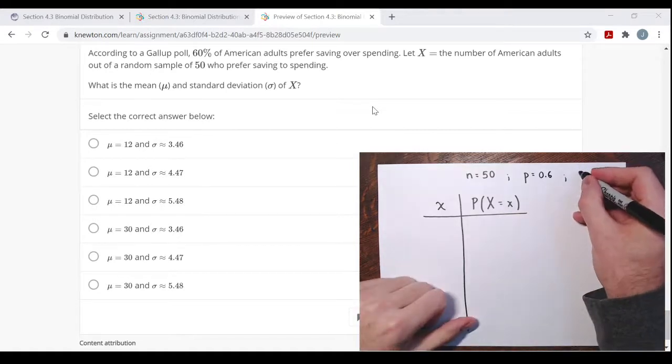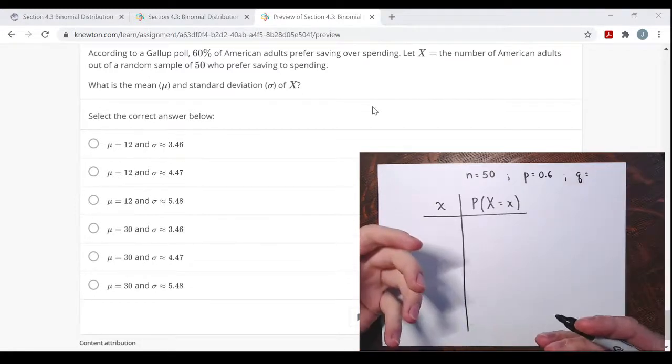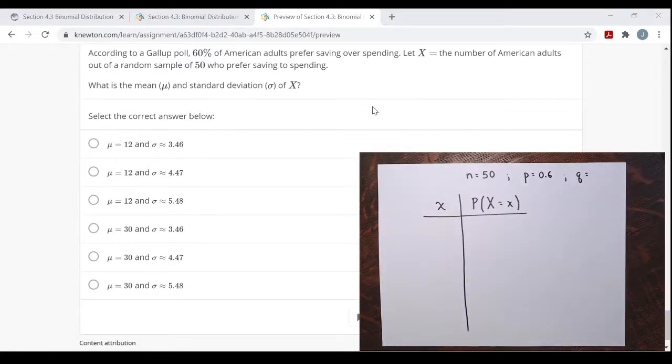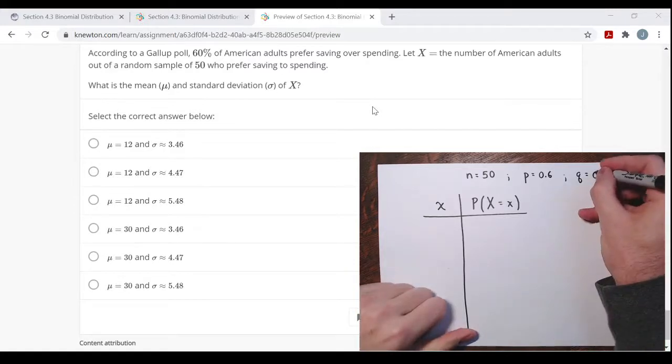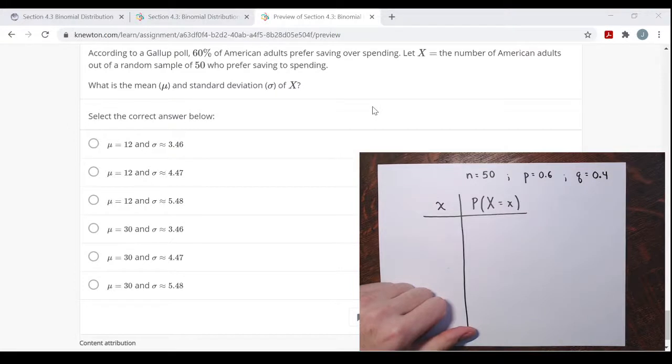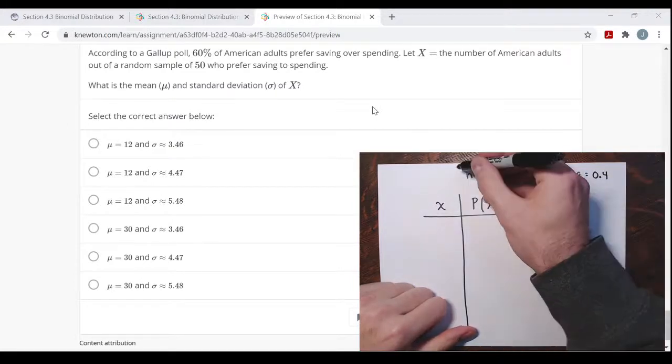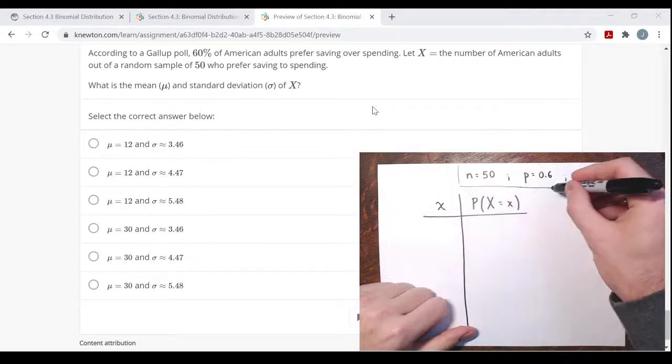All right, then the value of q, right, the probability of failure, the probability that I pick one person, I go to one trial, and they don't prefer saving over spending. That would be the other 40%, right? If the probability of success on one trial is 60%, the probability of failure on one trial is 40%.